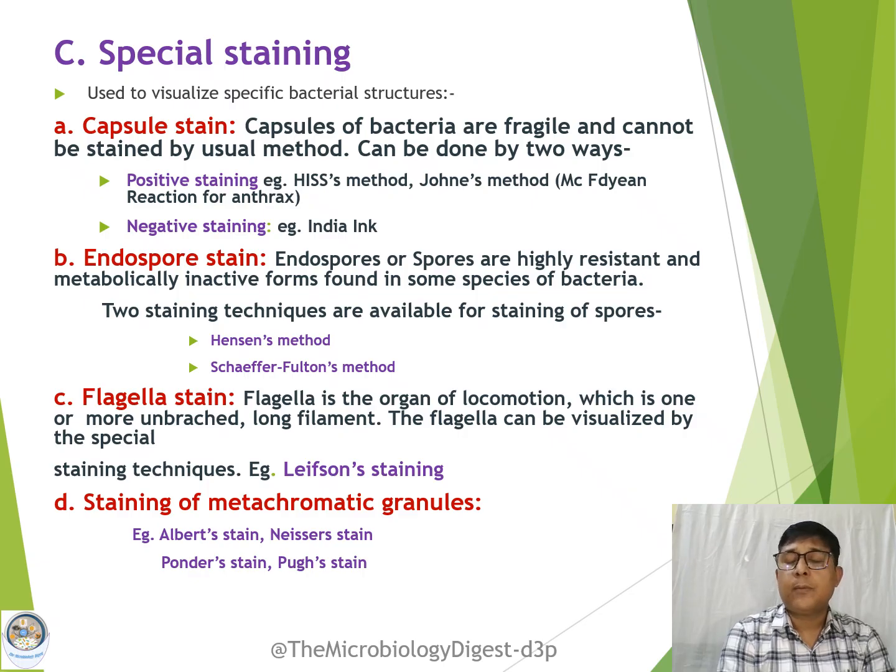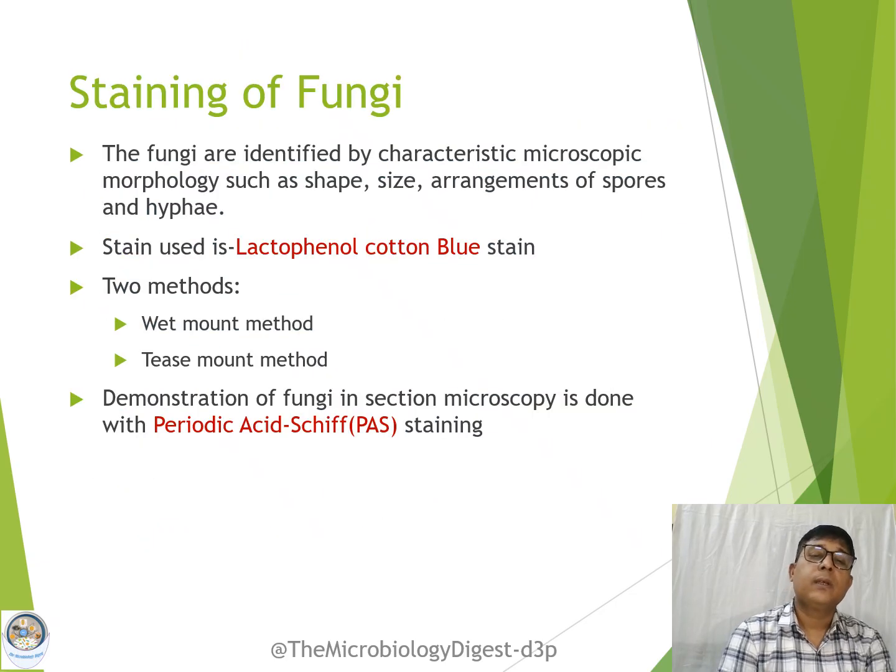Then in some organisms we may encounter metachromatic granules. These metachromatic granules can be stained by Albert stain, Neisser stain, Ponder stain, and Pugh stain. So these four different staining methods are available for staining the metachromatic granules.